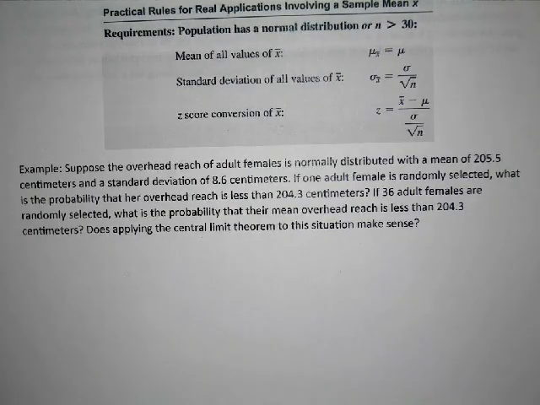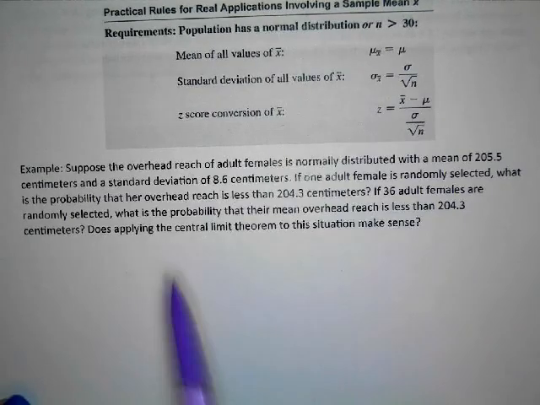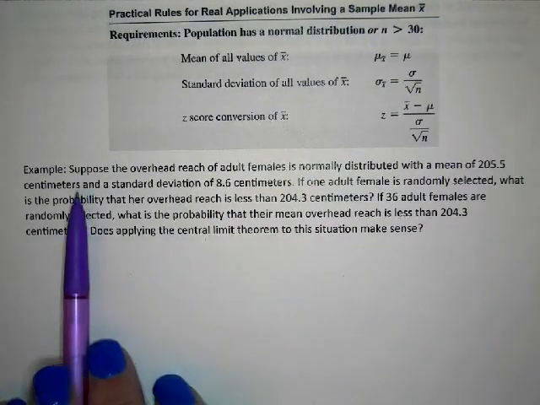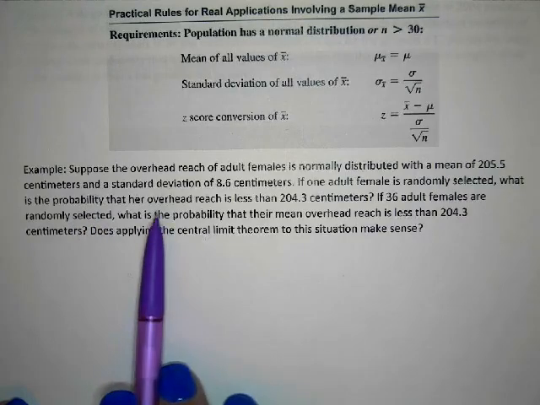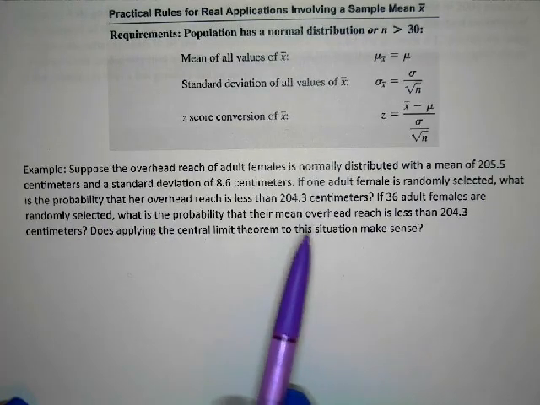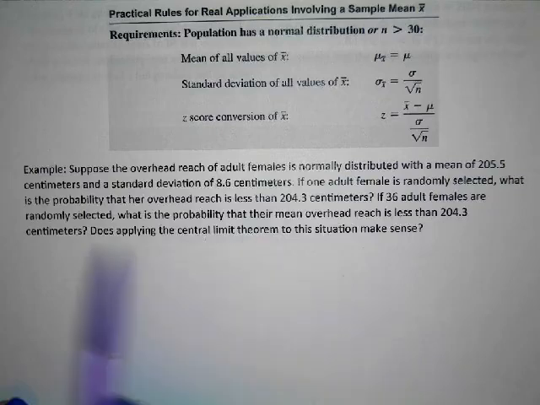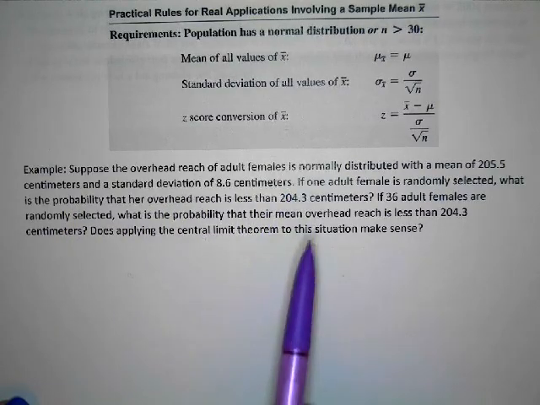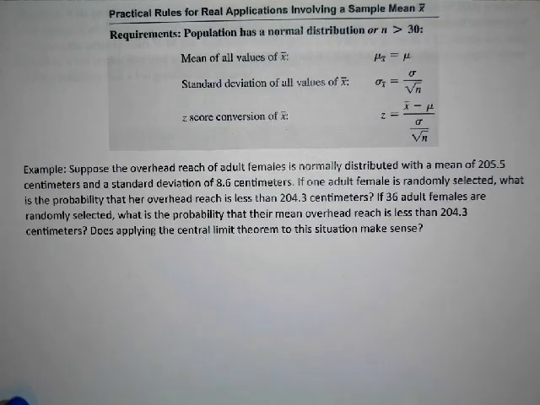All right, so this first example says, suppose the overhead reach of adult females is normally distributed with a mean of 205.5 centimeters and a standard deviation of 8.6 centimeters. And we're thinking overhead reach like literally you put your arms above your head. How high can you reach above your head to get something off a shelf, or maybe you're on an airplane and you're trying to get something out of an overhead bin or something like that.